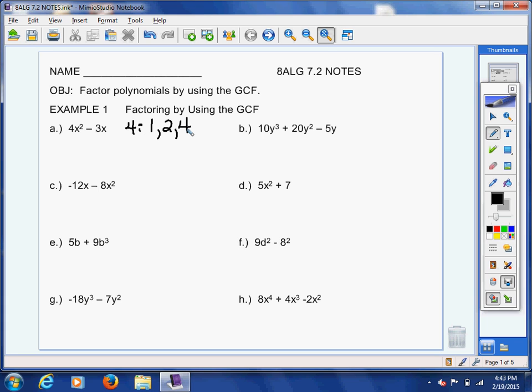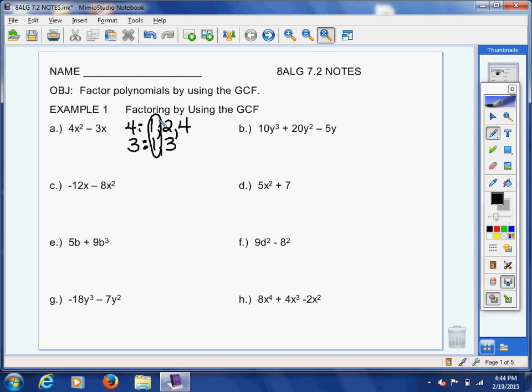Remember, 1 times 4 is 4, 2 times 2 is 4. Those are your only 3 factors: 1, 2, and 4. 3 only has a factor of 1 and 3. What number do you see up there that's common? And if you are seeing and circling the 1, you are absolutely correct. Okay, so we would pull out a 1, but like I said, we don't usually pull out a 1. That's a supreme waste of time.